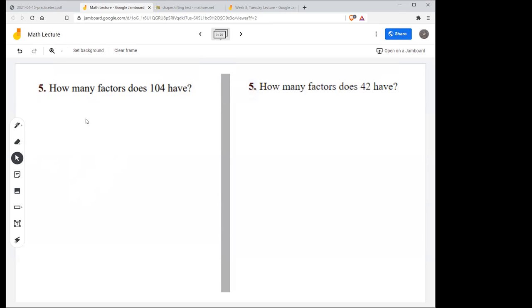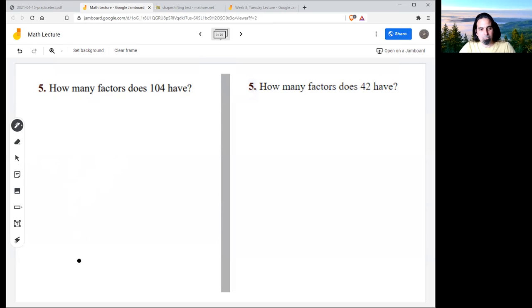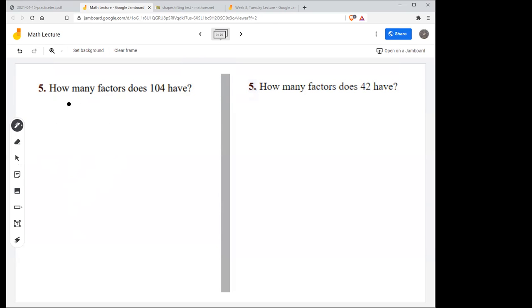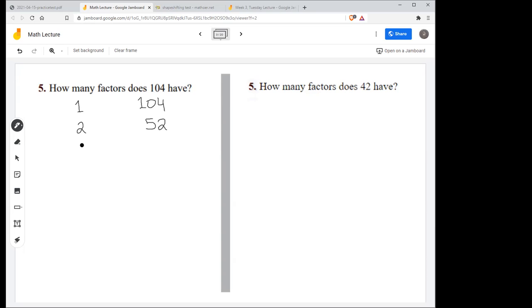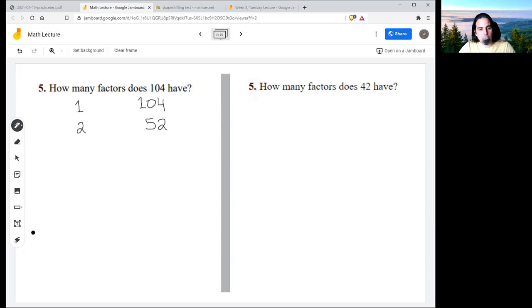So I don't know if I'm right, but I got 8 factors. What I did was I just saw how many times something can go into 104. So I got 1 and 104, 2 and 52, 4 and 26. Okay, let me stop for just a moment, how did you know 3 doesn't work?